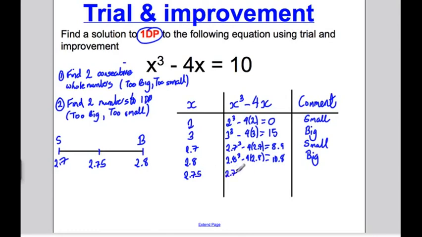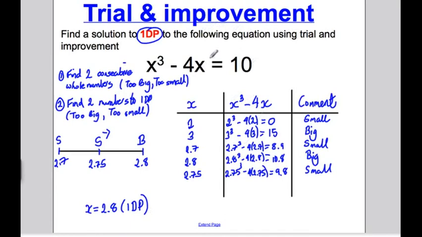So I work out 2.75 cubed minus 4 times 2.75. And I get about 9.8, which again is small. So at 2.75 it's small. So I draw myself a little picture like that. That makes it as clear as day to me that if 2.7 is too small and 2.75 is too small, the answer must be slightly closer to 2.8. So the answer to 1 decimal place is x equals 2.8.